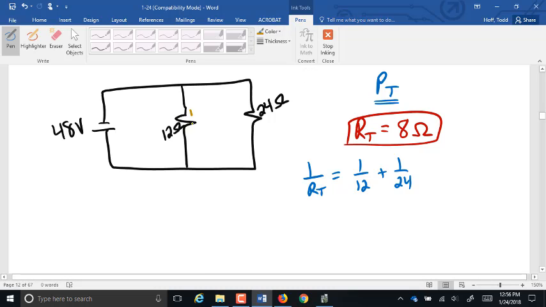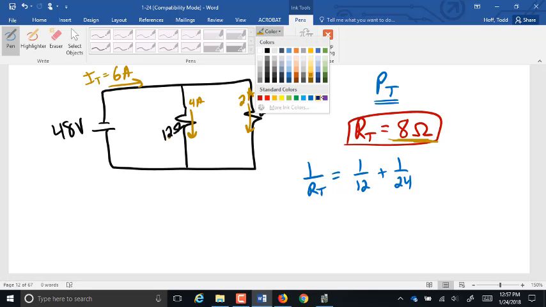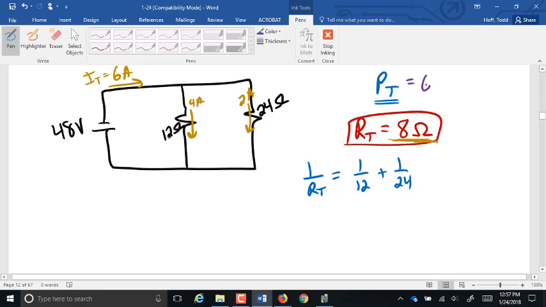You could have also just done, by the way, 48 divided by 12 is 4 amps here. 48 divided by 24 is how many amps here? 2 amps. So our total current has to be 6 amps. Of course, 48 volts divided by 8 ohms would give you a total of 6 amps as well. So then the power is 6 amps times 48 volts, which is 288 watts. Perfect.